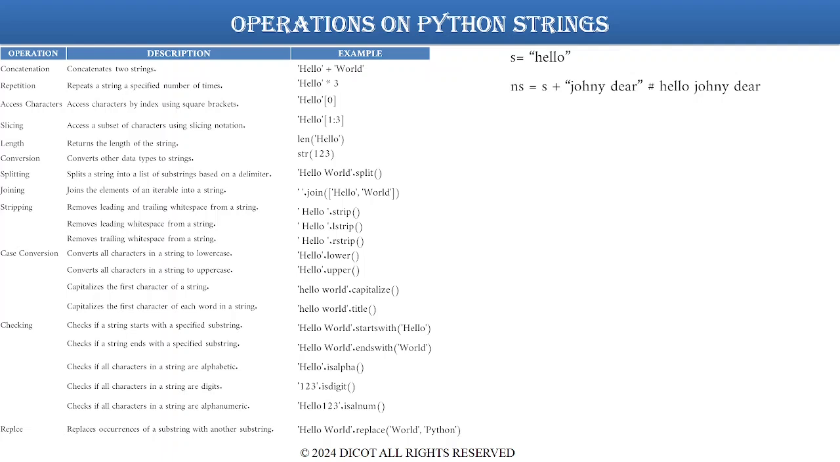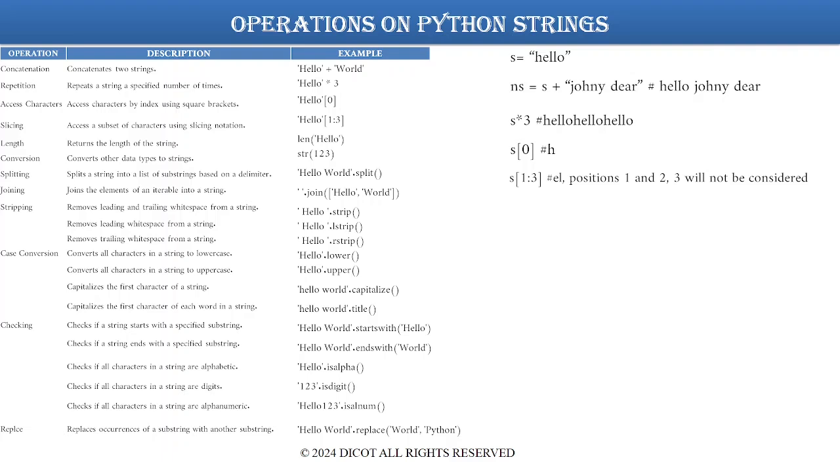Next, the star is a multiply operator. So it will multiply the string by 3 in this case. s*3 will multiply it by 3. So we will have hello hello hello as the result. Next, indexing operation. s of 0 will return the first character of the string, which is nothing but h. This is a slicing operator. It will slice the string and return the first and second characters. The third is not included.